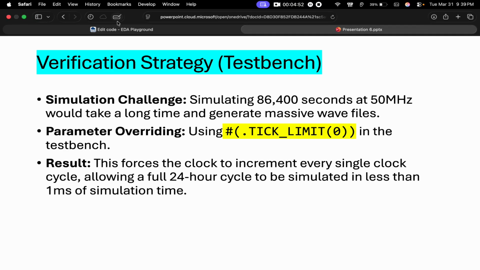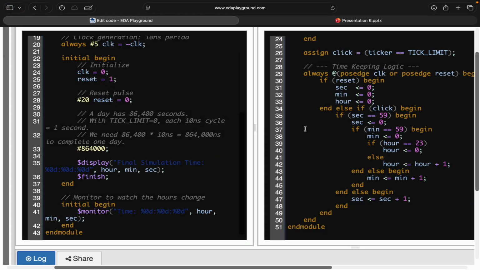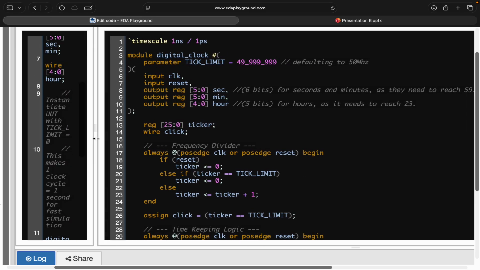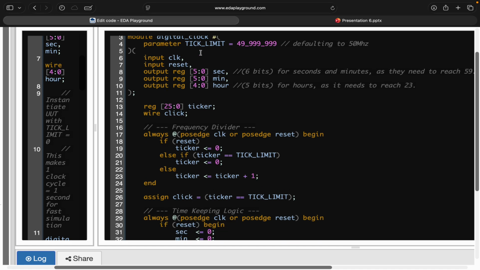Now let's go to the code. First, let's see the design part of the code. Okay, now this is my module for the digital clock. I have given the time scale here, and I've set the parameter as tick limit. Input clock, input reset, and output registers. This is for the second, minute, and hour.